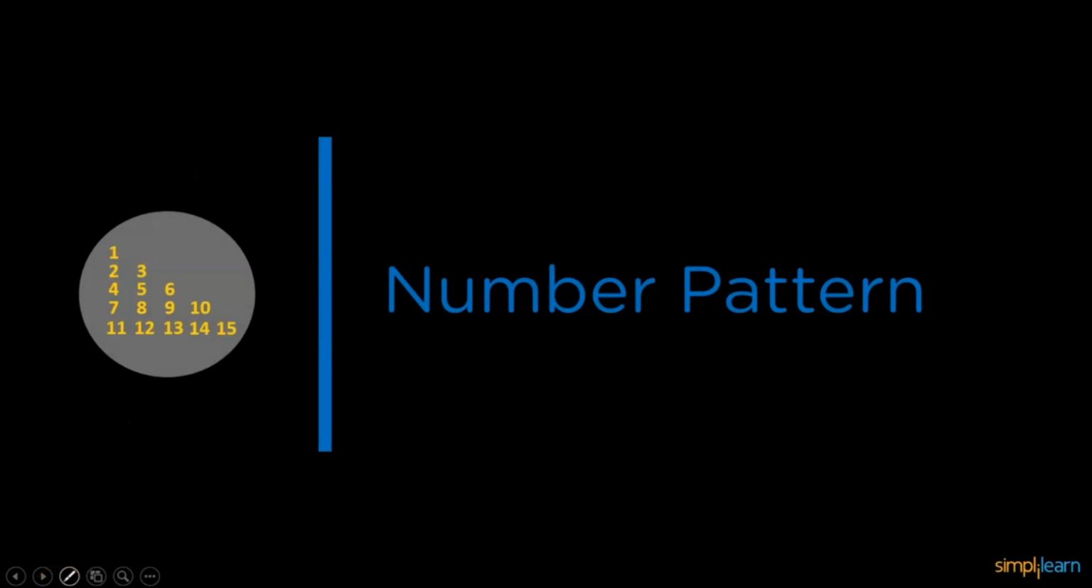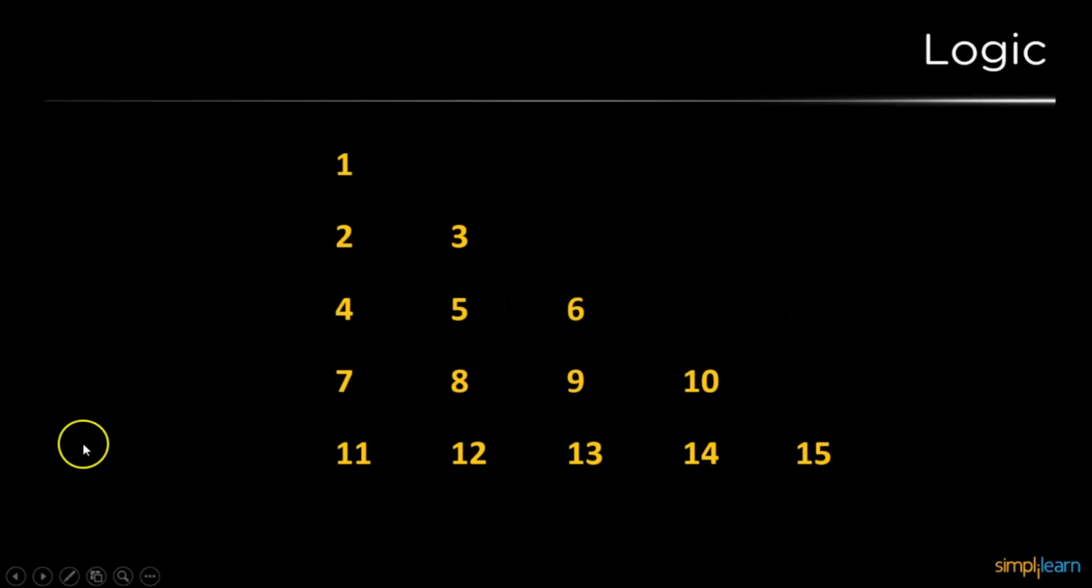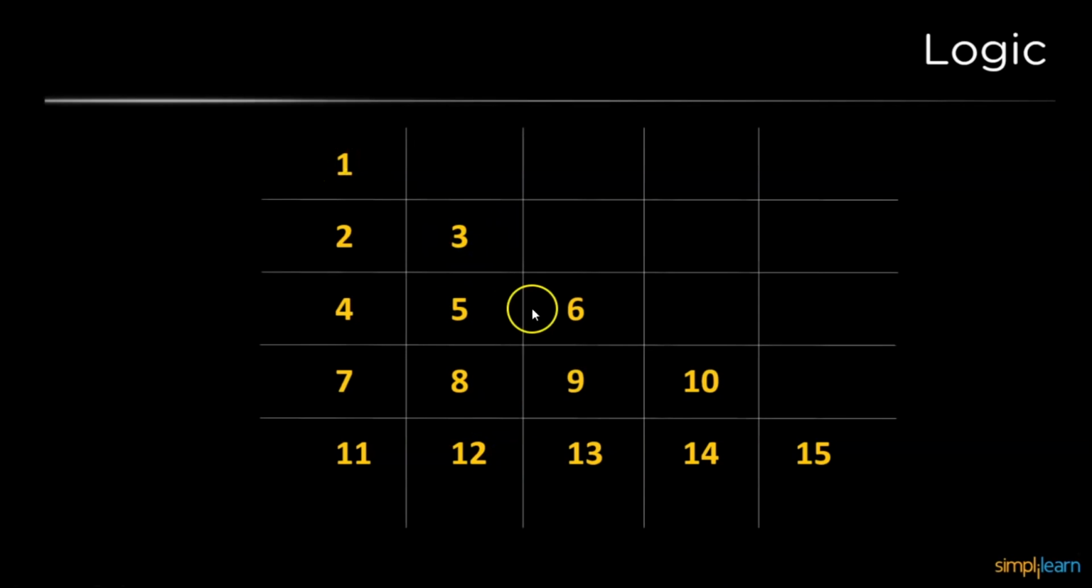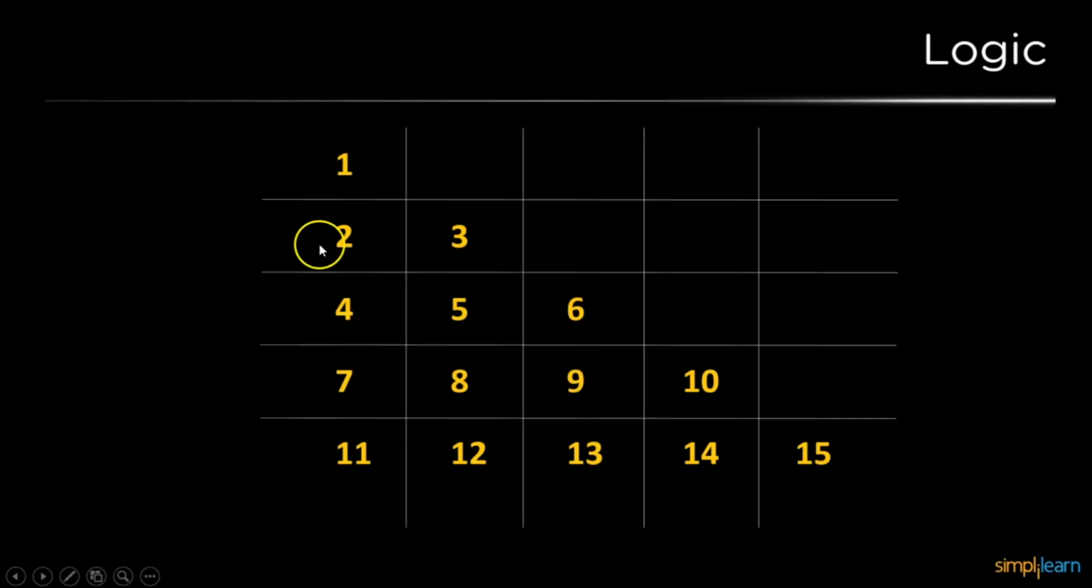So next we have another right angle triangle number pattern program. Here we have numbers 1, 2, 3, 4, 5, 6. But in our previous pattern, the whole first column was the number 1 and the second column was the number 2. So here, to understand in the form of a matrix, in the first row, first column we have the number 1, and in the second row, first column we have 2, followed by 3, and similarly 4, 5, 6 and so on. So now let's try to understand the logic.